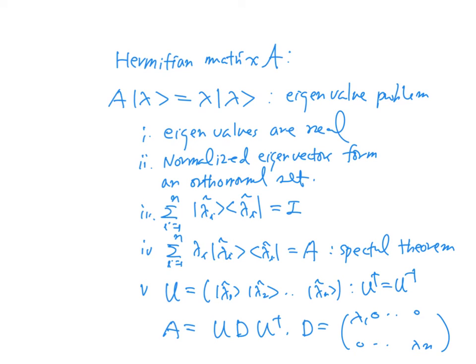So the question is, what if A is not Hermitian? Life would be more difficult, right? So we can ask a question: can we use a similar expansion for non-Hermitian A?